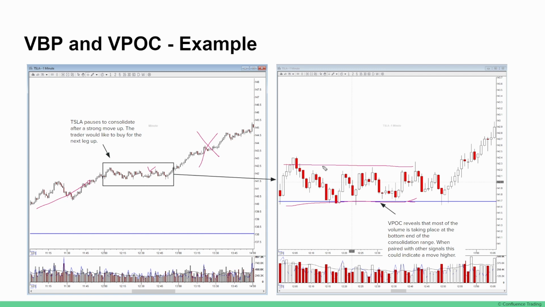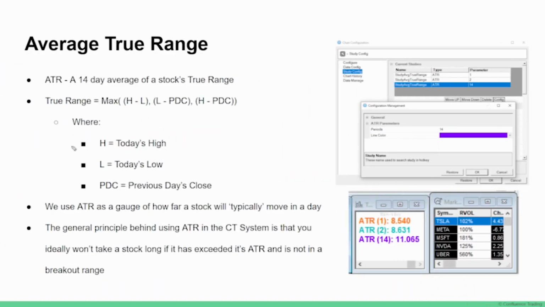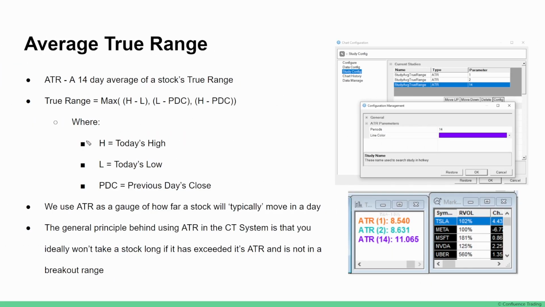But again, I typically avoid trading in ranges like this anyways, and so I'll mostly use this for higher time frame levels. All right, the next indicator that we're going to go over is average true range. Average true range is more of a gut check or reference point for traders rather than something you're going to be looking at every second of every day.